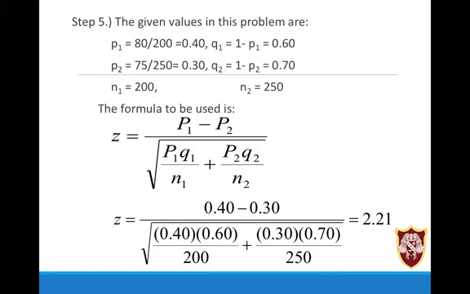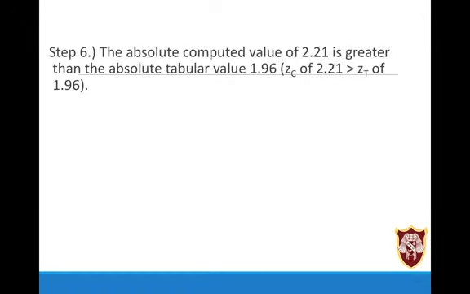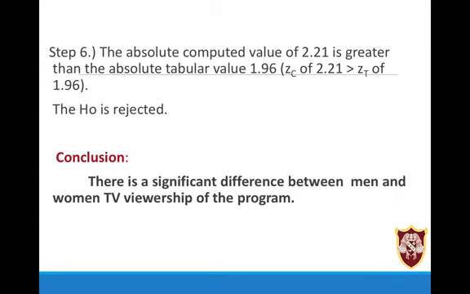The computed value is 2.21. We now compare this with the tabular value that we obtained. And note that the absolute computed value of 2.21 is greater than the absolute tabular value of 1.96. Therefore, that means we reject the null hypothesis. So for our conclusion, we say that there is a significant difference between men and women TV viewership of the program.